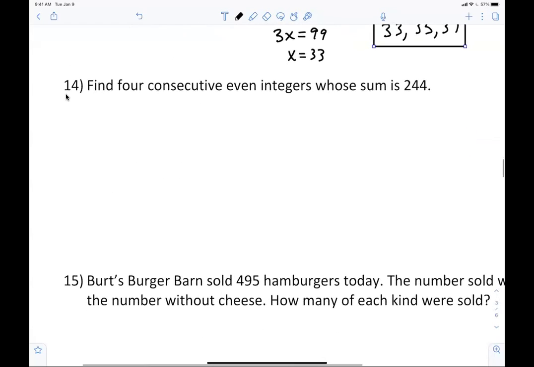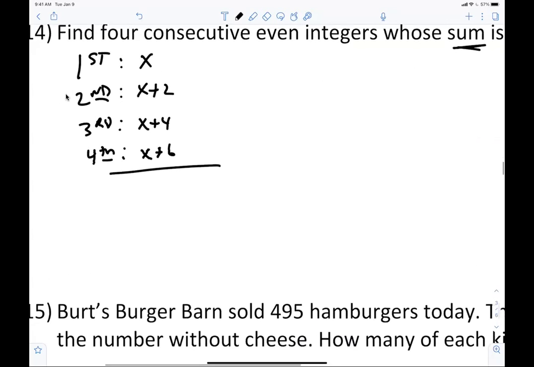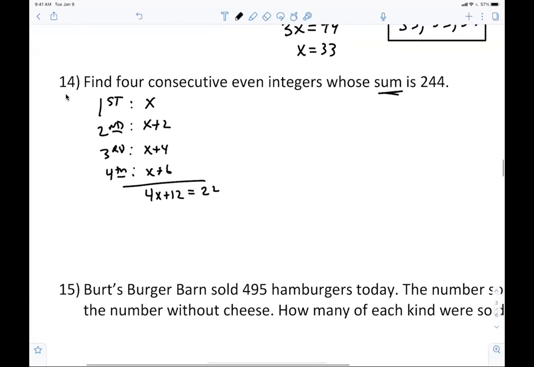Okay, so now what I really wanted you to do for the 4 consecutive evens is write down the first, the second, the third, and the fourth. That's how I wanted you to do that. Now, again, someone tell me the first integer would be X. The next one would be the next one. And finally, come on, guys, I don't think that's that hard. And sum means to do what? Add them up. So if you were to add the X's, I would end up with how many? 4X plus 12 equals 244.